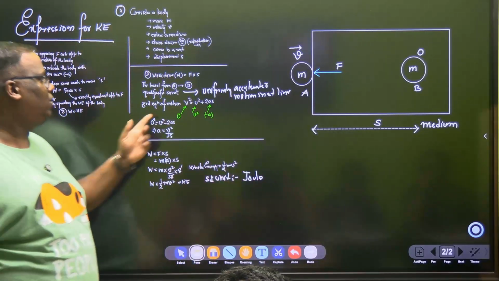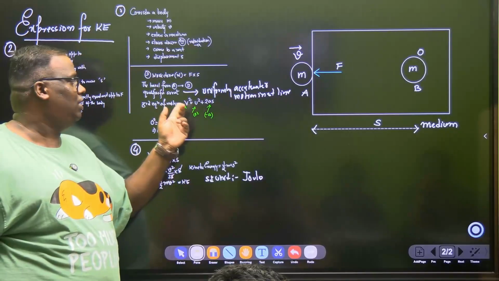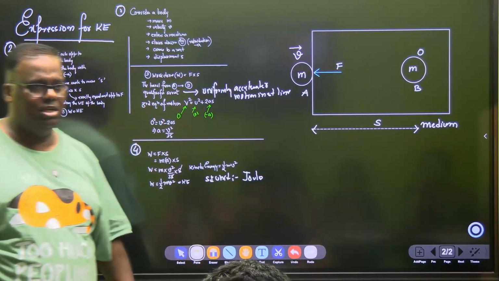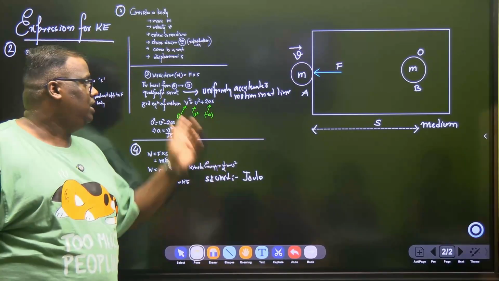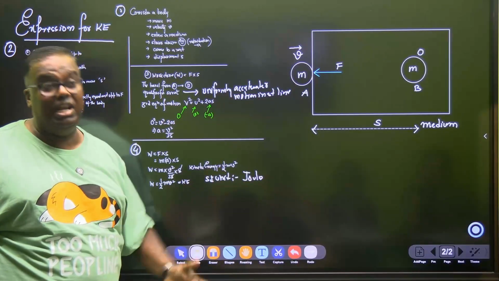So to do that, I am now bringing this third equation where I say V square equal to U square plus 2aS. V is the final velocity. In this case, the final velocity is 0. Initial velocity is the velocity with which you entered the medium.